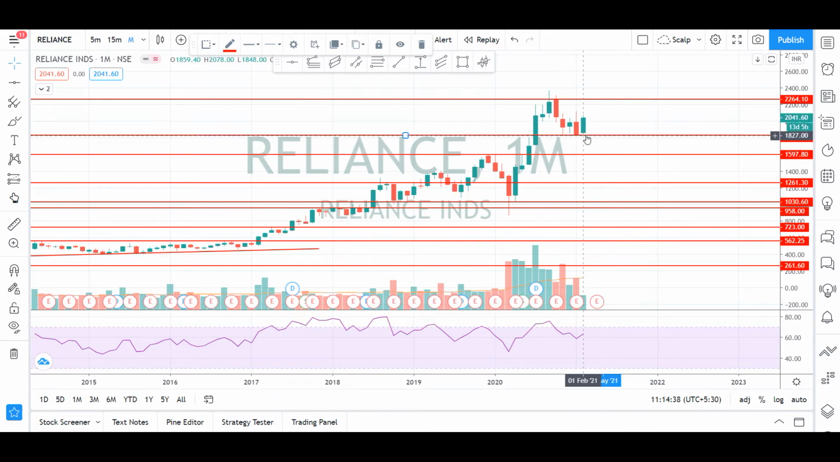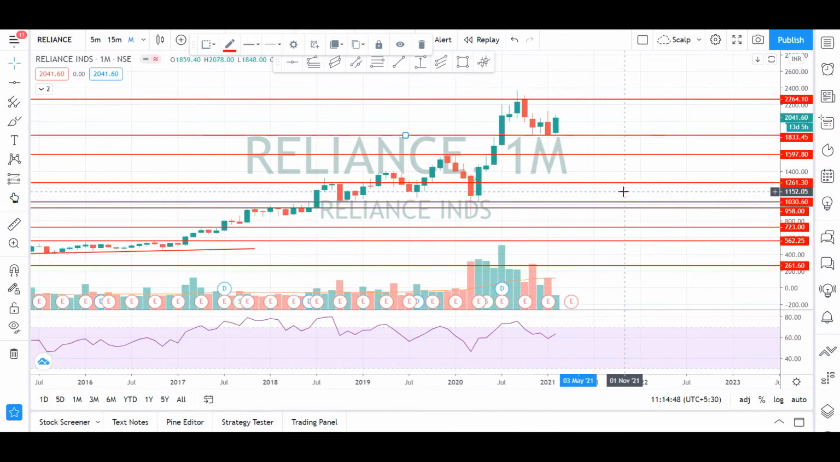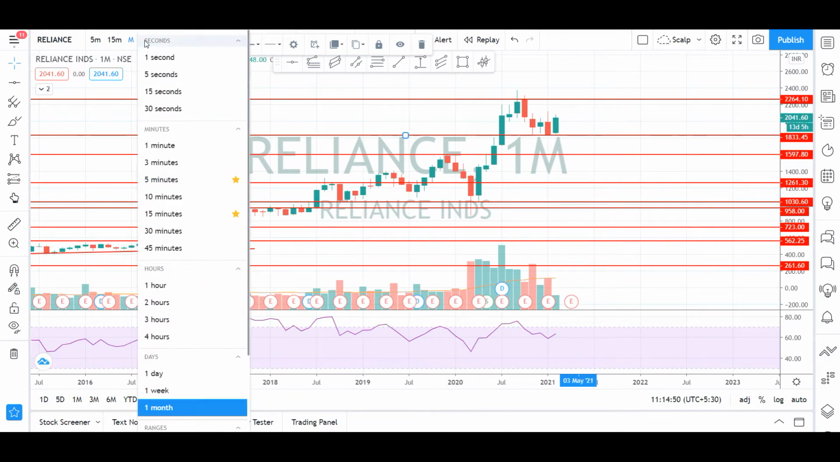Anytime it breaks this level, immediately I know 1827, if it is breaking, then 1600 is coming straight away, right? So these are my levels for the monthly chart.